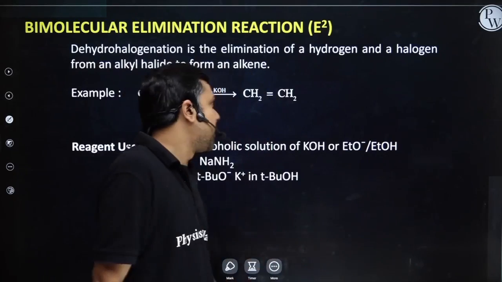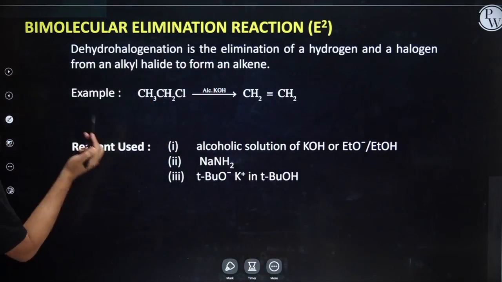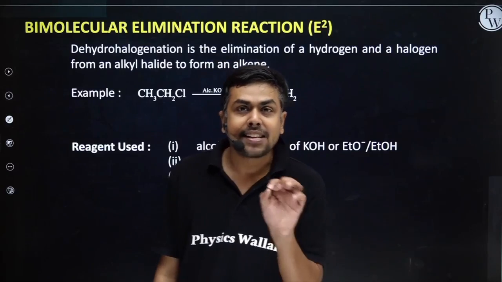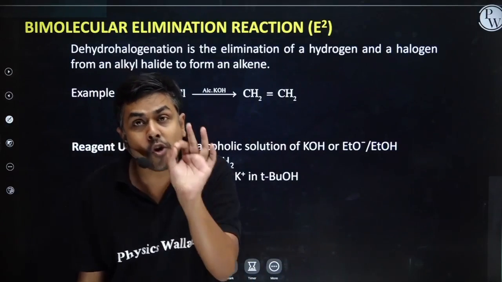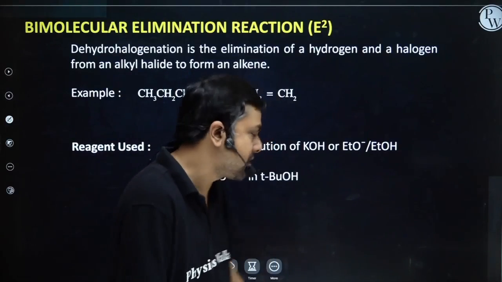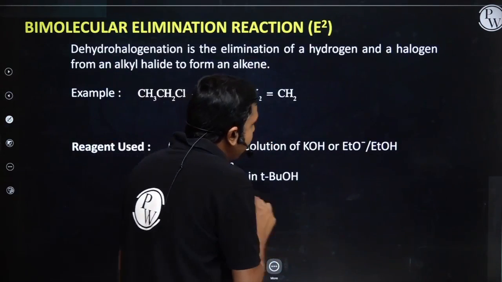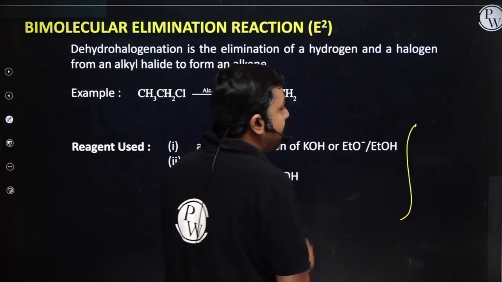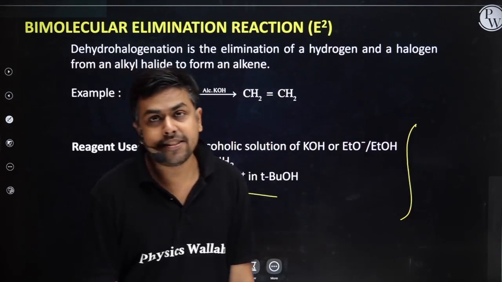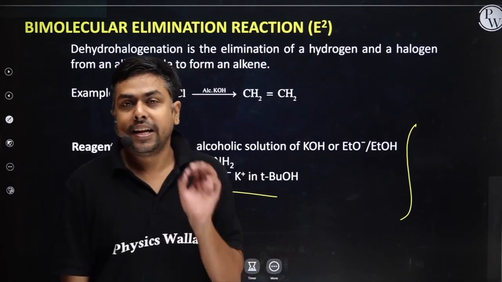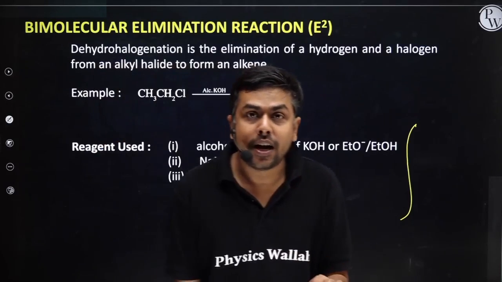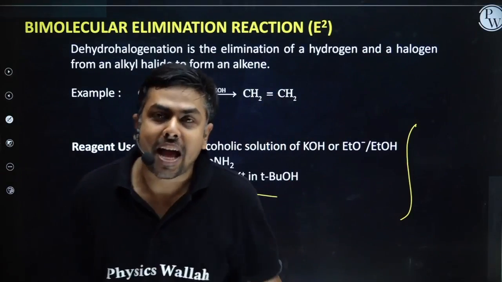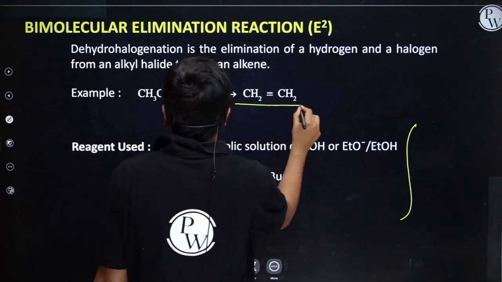Now let's discuss one example of this E2 reaction, and then we'll discuss the detailed mechanism of E2 reaction. Okay. Student, the best example of E2 reaction is dehydrohalogenation reaction. Whenever alkyl halide is treated with a strong base like alcoholic KOH, NaNH2 or tert-butoxide, in that case this alkyl halide will undergo beta elimination and the nature of reaction is going to be E2, and I will have the formation of alkene.